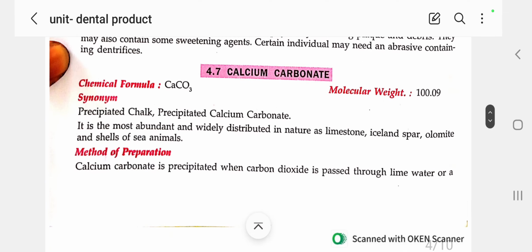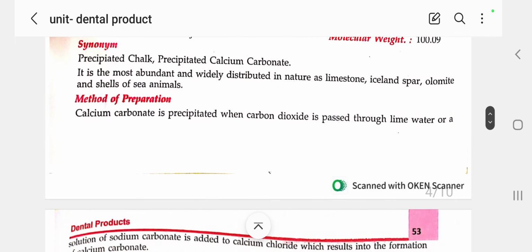Some of us, if it has a synonym, we have to write about the synonym, or otherwise you may skip. Here we have synonyms for calcium carbonate: precipitated chalk or precipitated calcium carbonate. It is the most abundant and widely distributed in nature as limestone, Iceland spar, dolomite, and shells of sea animals. Now we'll see the method of preparation.